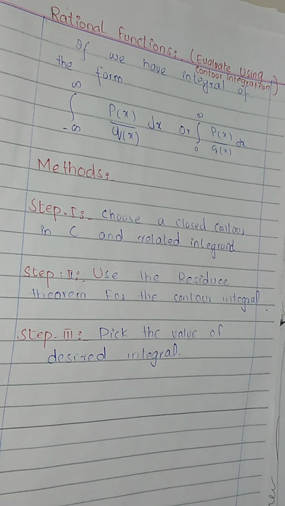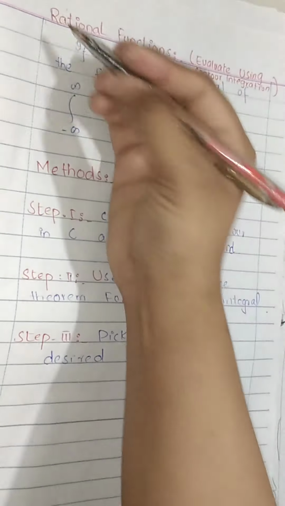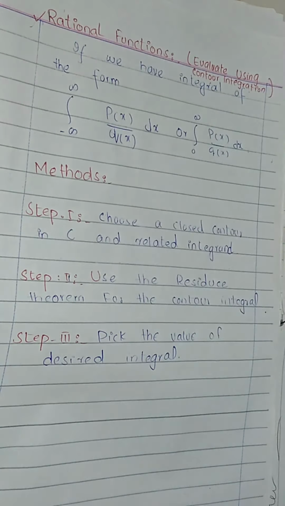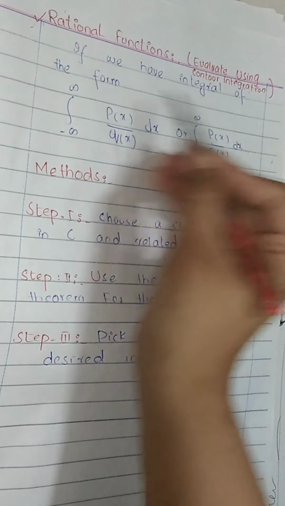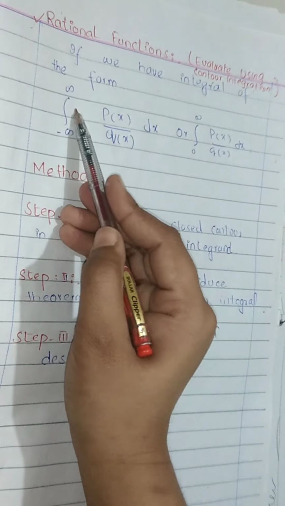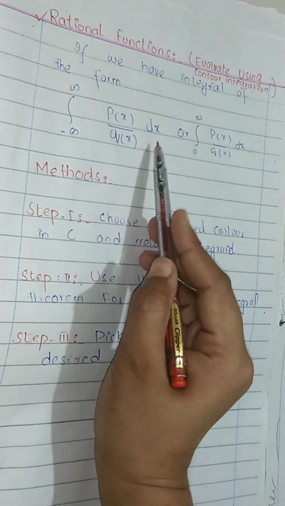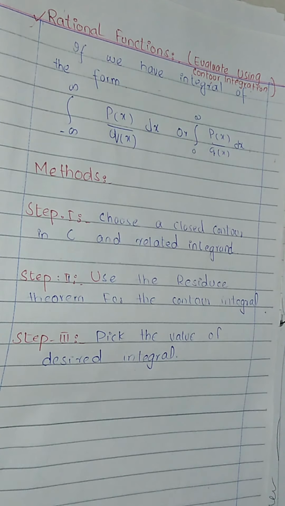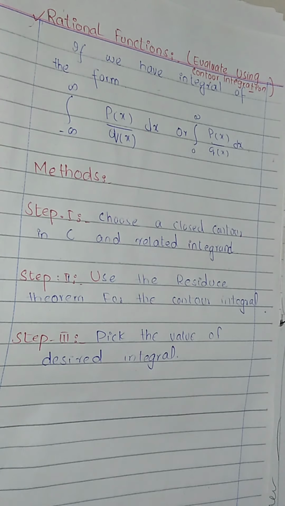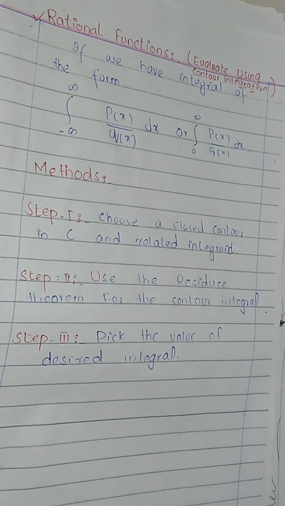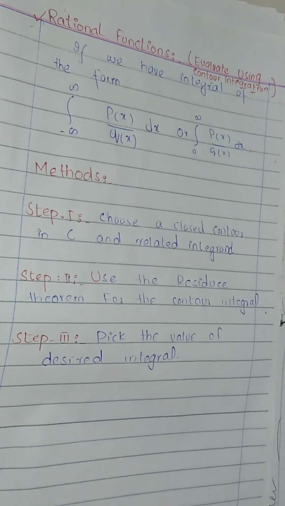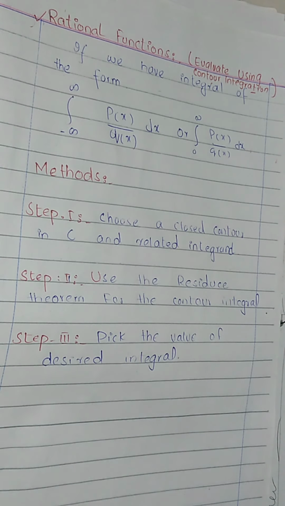Hi, today's topic is rational functions: integration of rational functions by using contour integration. If we have an integral of the form minus infinity to infinity p of x over q of x dx, or 0 to infinity p of x over q of x dx, then we can evaluate it by using contour integration. How? There are three methods to solve this type of improper integration by using contour integration.